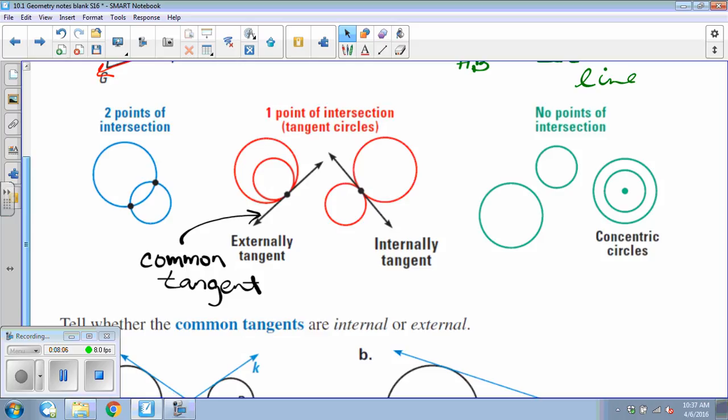Okay? If there's no point of intersection, you have two different cases. You can have two circles next to each other, as in this first case right here. There's no special name for that. Or you can have one circle inside of another circle. In that case, they're called concentric circles. Okay? If the circles are touching, they're not concentric, they're tangent circles. If the circles are not touching, then they're called concentric circles. Okay?